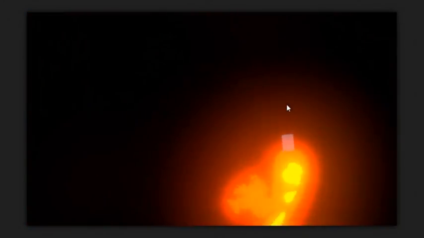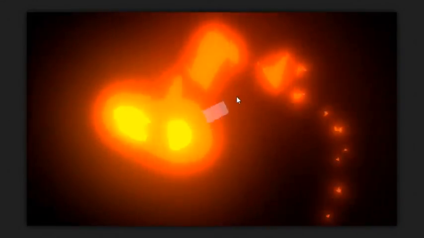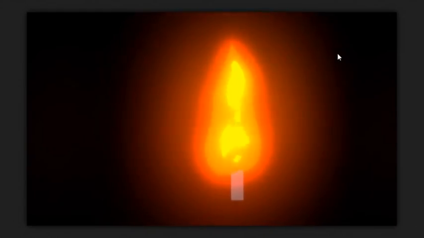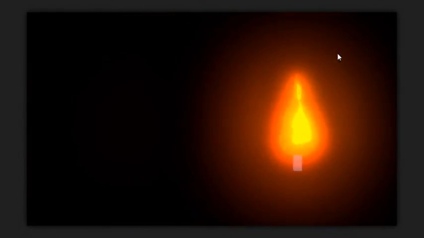Okay, so this was the first test, particles way too intense. Second test, particles less, but still a little bit too inaccurate because they don't quite cooperate with the flame.